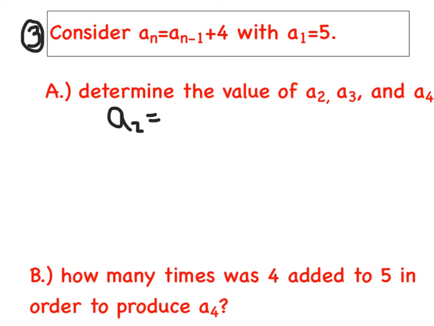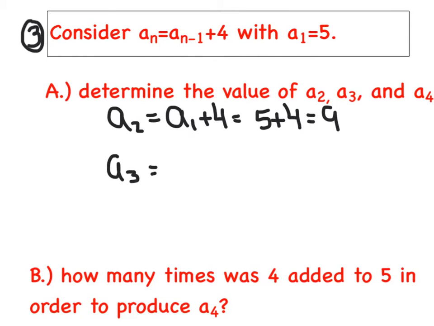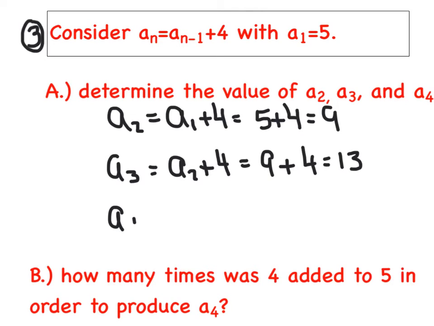And we know that the second term is going to be the first term plus 4. And we know the first term's a 5, so 5 plus 4 tells me that the second term is equal to 9. Then the third term is the second term plus 4. In other words, 9 plus 4 gives us 13. And then the fourth term is going to be the third term plus 4. 13 plus 4 gives us 17.